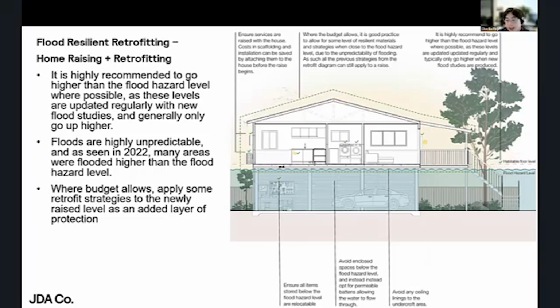We basically recommend going higher than the council minimums because, as we saw in 2022, these council minimums change all the time and sometimes they're exceeded in real events. So when you can, just go higher.